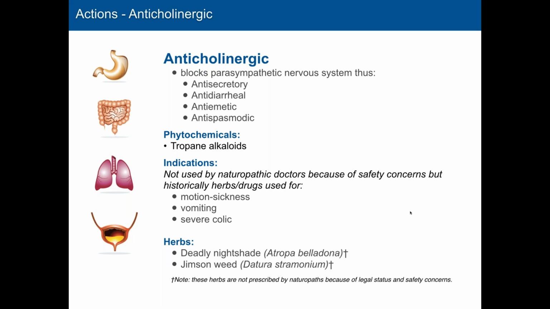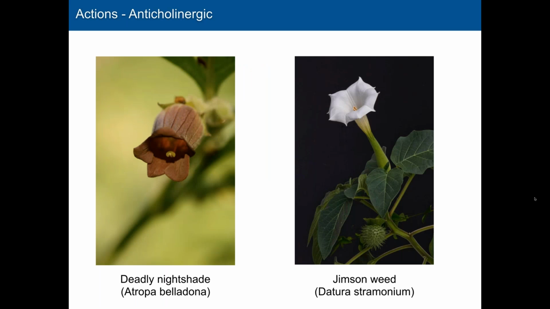But deadly nightshade and Jimson weed are anticholinergics. They have a place historically in herbal medicine. They do work. They're just dangerous, and you have to use them with caution. They could be used for motion sickness, because the drugs certainly are used for motion sickness. They could be used for vomiting, and they could also be used for severe cramping pains, like someone passing a gall stone or a kidney stone, that may provide some relief. So deadly nightshade on the left, and Jimson weed on the right. We've already talked about those in the safety lecture.